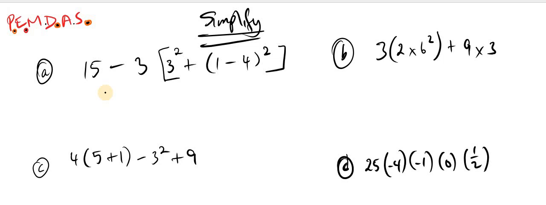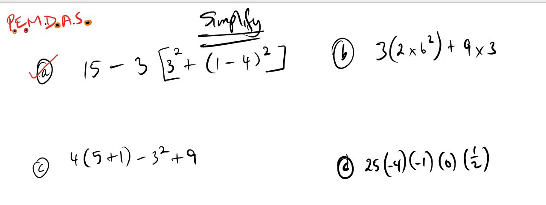Alright, so the first thing we're going to do in part A is to do what? Work out the, and what do you want to tell me? The bracket. Yeah, the bracket. But we see we have two pairs of brackets. Which one to work out first? Anybody want to tell me? The inner brackets. The innermost bracket.